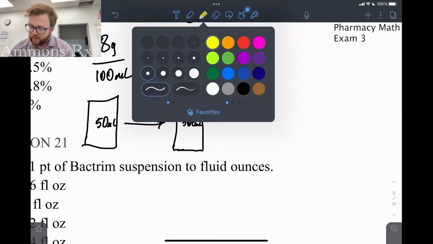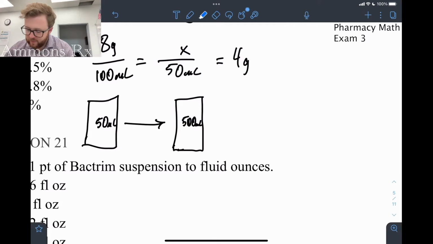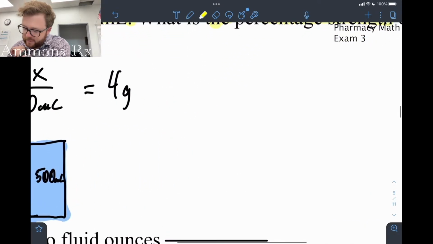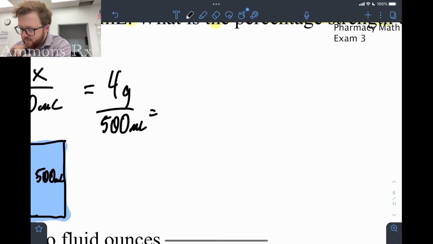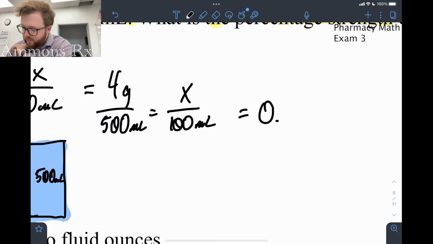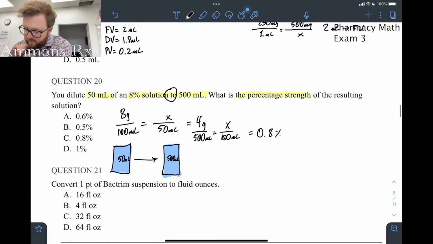Okay. So remember, diluting it to or diluting it with are two different things that mean way different things. So just remember to understand that the word to will change your answer. So our 4 grams is going to be in 500 mils. What percentage is it? 4 times 100 divided by 500 is equal to 0.8%. Okay.